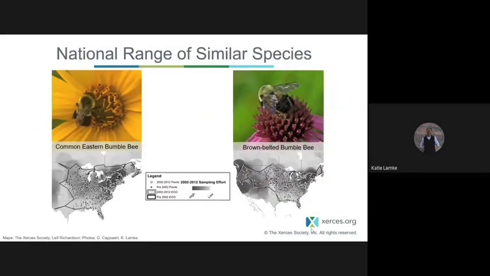And looking at the national range of some of these species, we see that the common eastern bumblebee is, in fact, pretty common in the eastern United States. And the brown-belted bumblebee is spread pretty widely throughout the entire United States.